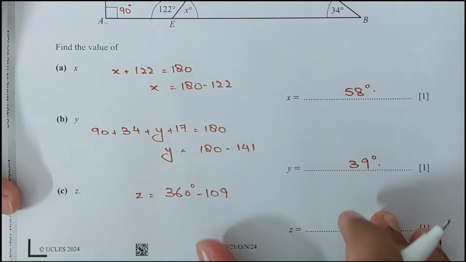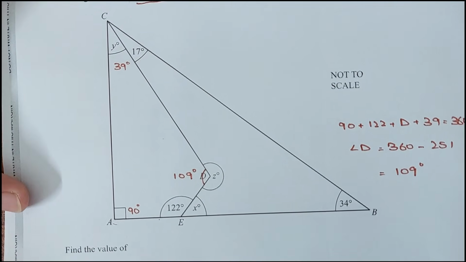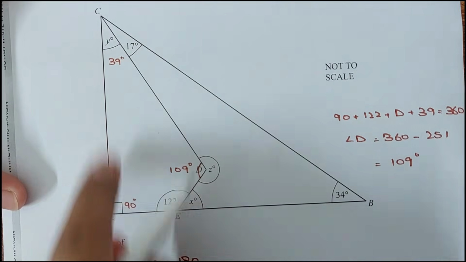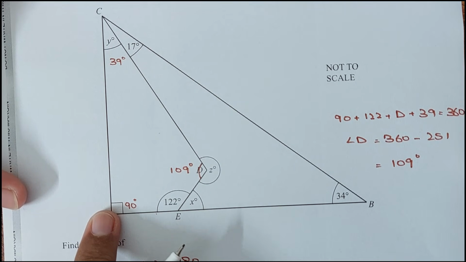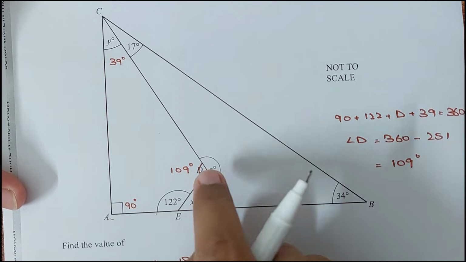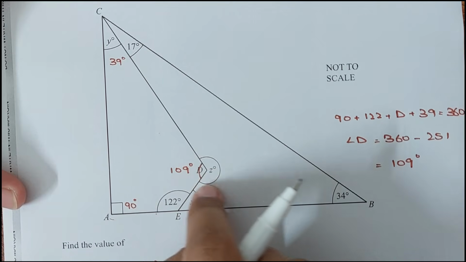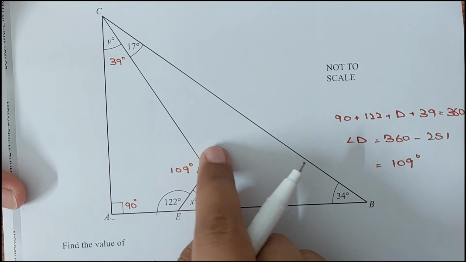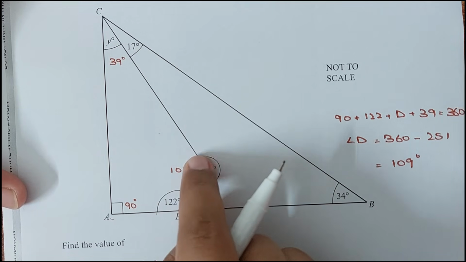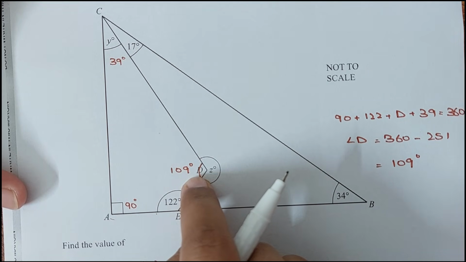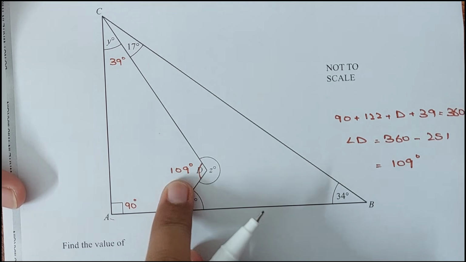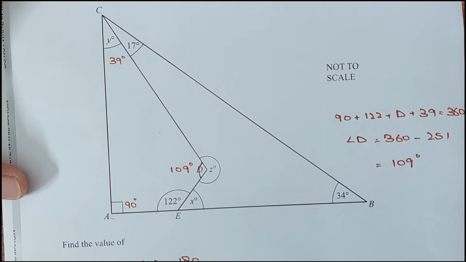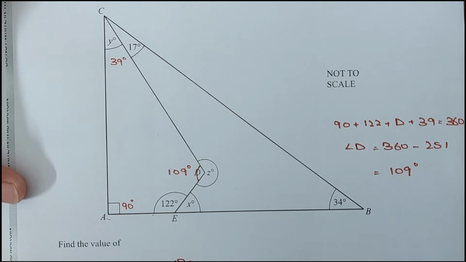So here I use two concepts. The first concept is the sum of all four angles in a quadrilateral adds up to 360. And then you have to use a concept that the whole circle is 360. The angle at a point is 360. So the sum of angle z and 109 is 360. So we have to subtract 109 from 360 and you will get the angle z. I hope this makes sense now.